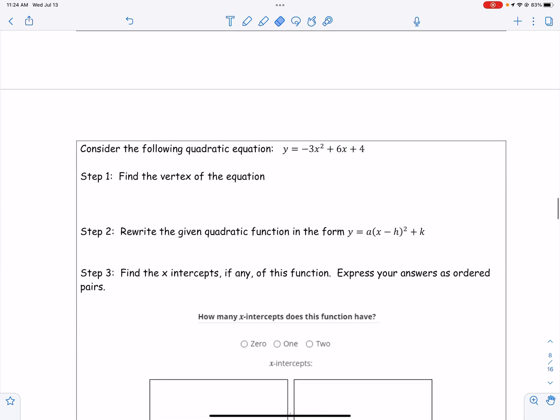All right, so consider the following equation. Things I want to highlight here is this is a negative 3. So A is negative 3, which means it opens down. Okay, that's always a good thing to recognize. B is 6 and C is 4.